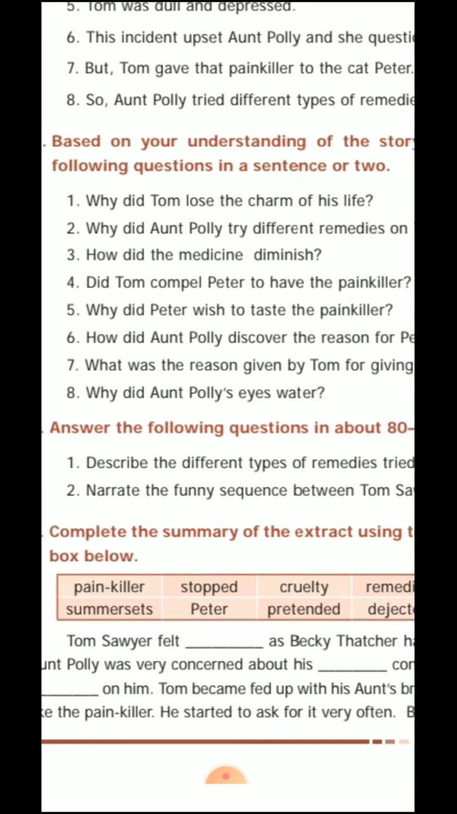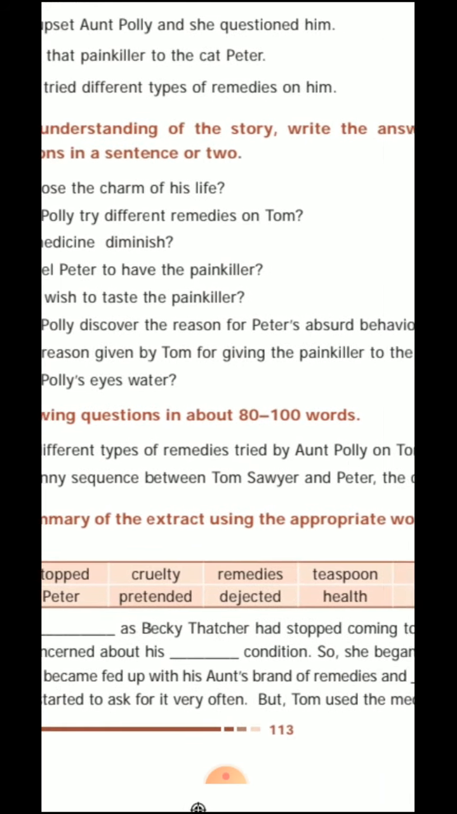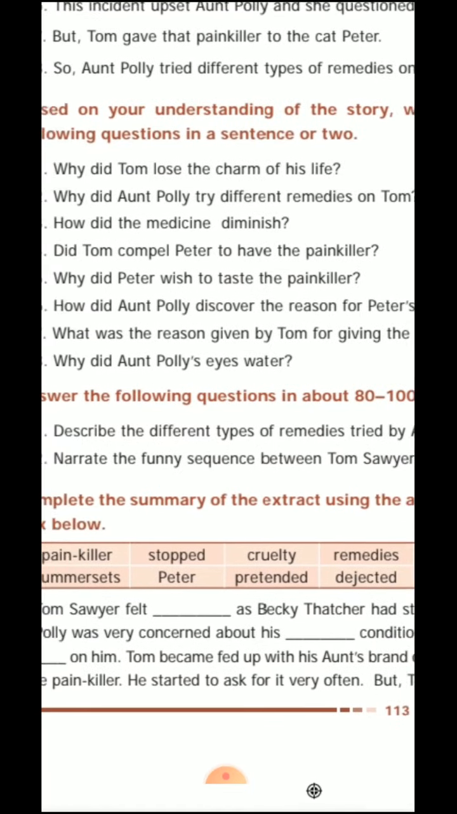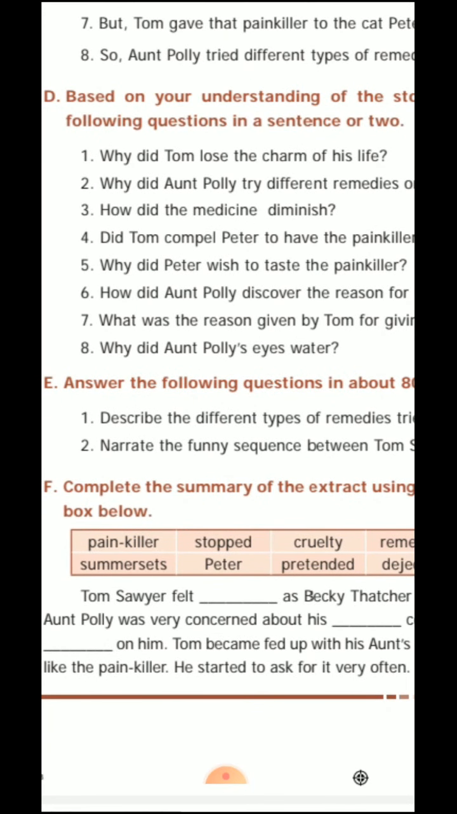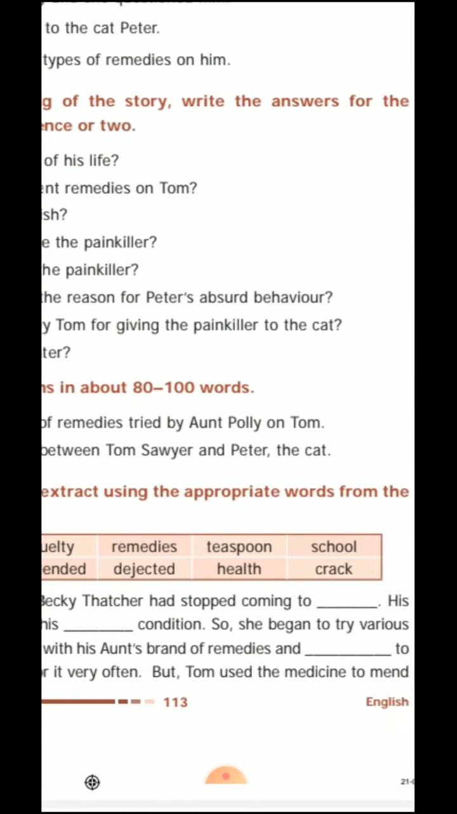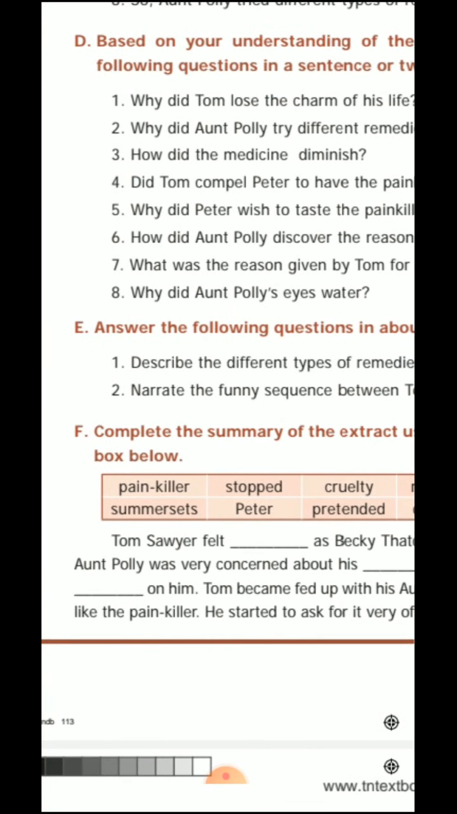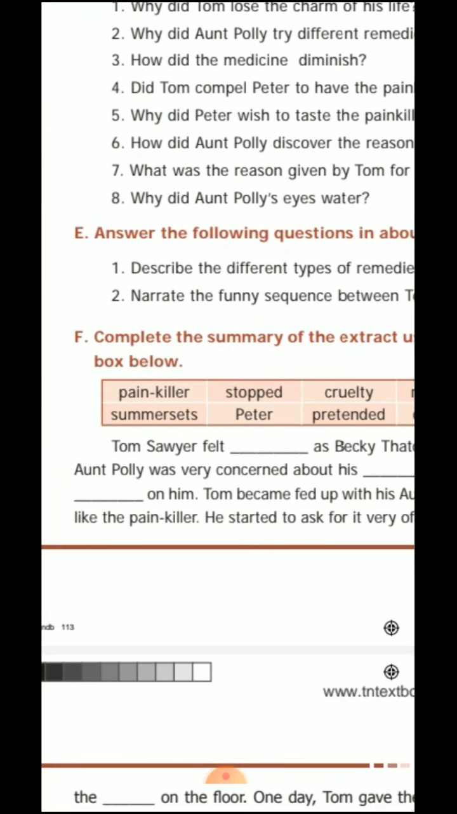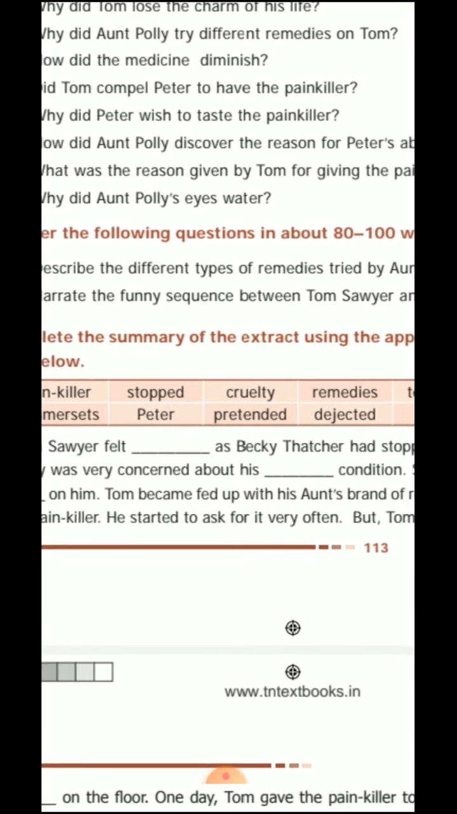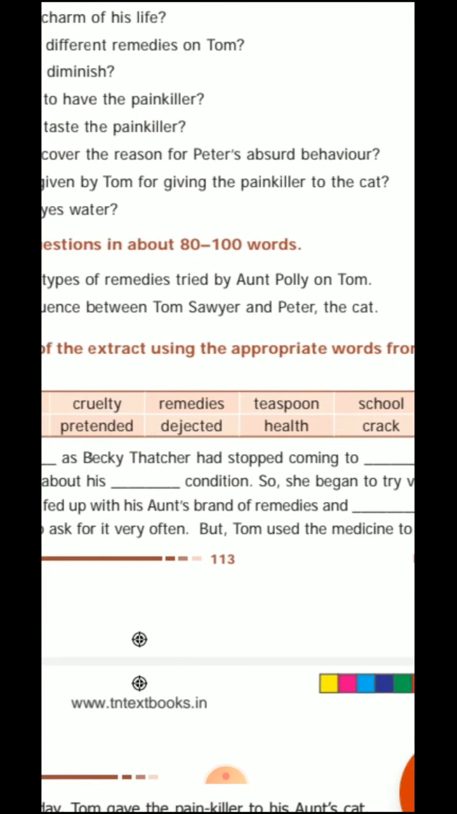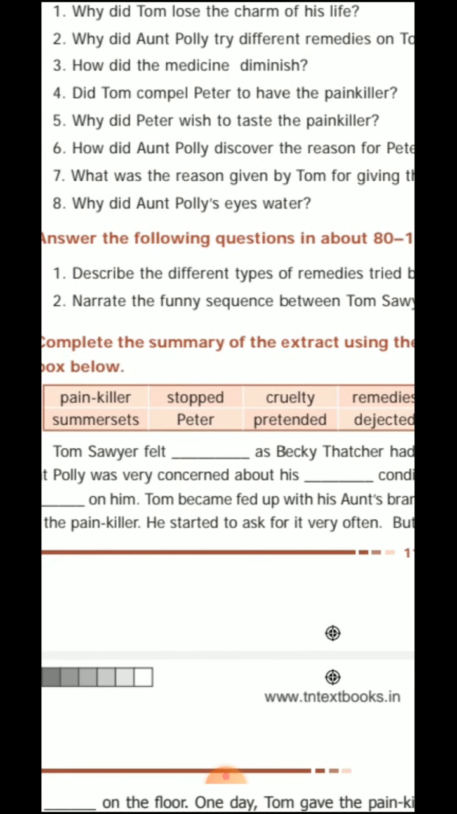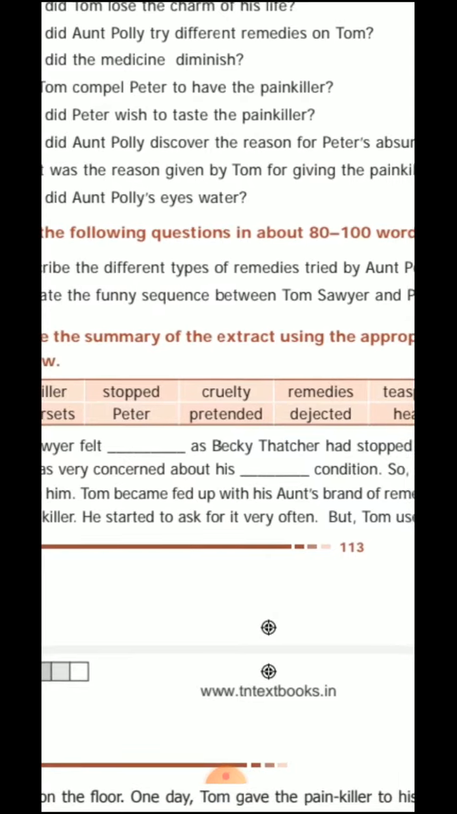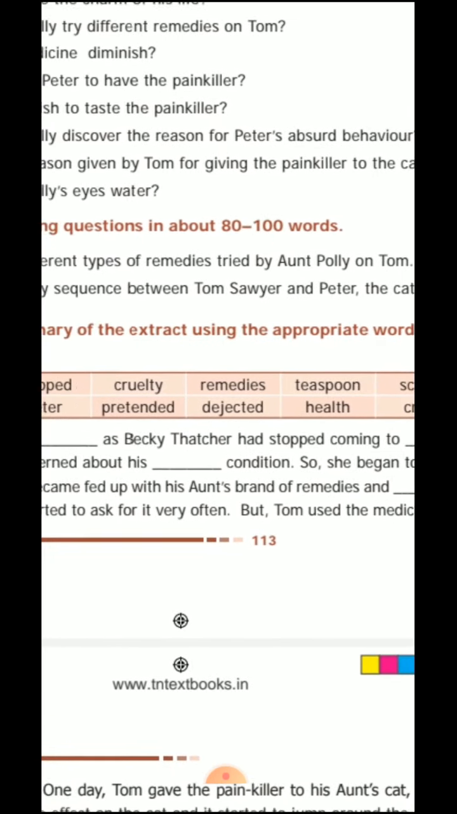Sixth, how did Aunt Polly discover the reason for Peter's absurd behavior? Seventh, what was the reason given by Tom for giving the painkiller to the cat? Eighth, why did Aunt Polly's eyes water? See the E part. Answer the following questions in about 80 to 100 words. First question, describe the different types of remedies tried by Aunt Polly on Tom. Second question, narrate the funny sequence between Tom Sawyer and Peter the cat.